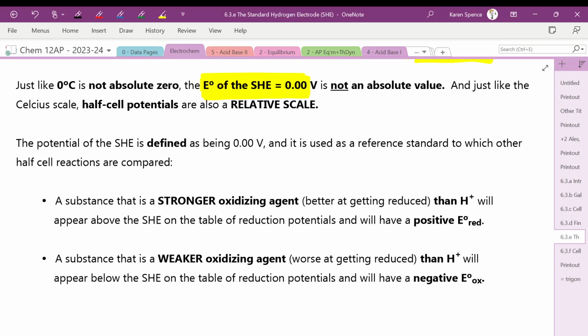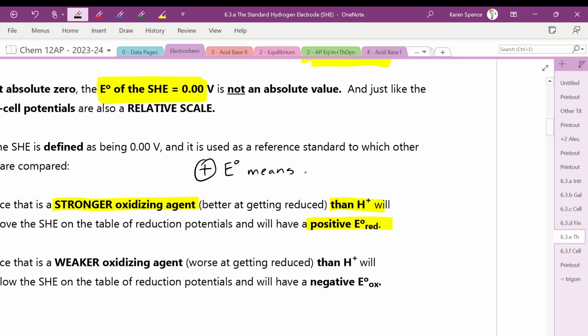Any substance that is a stronger oxidizing agent than H+, what can you say about its reduction potential? It will be positive. And a positive E naught means it is what? Never mind. That's going to be a delta E naught. Pretend I didn't write that. Bye-bye. Okay.